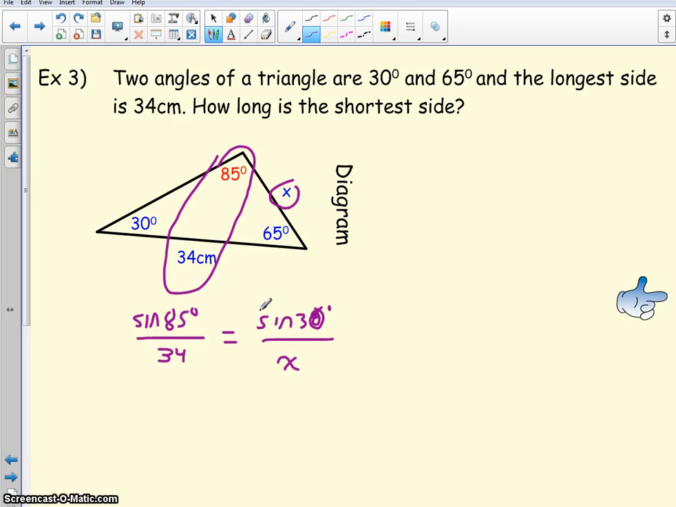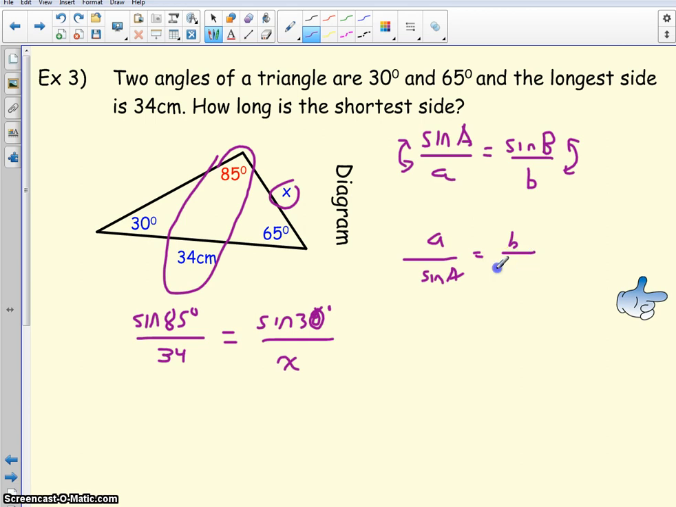I know the algebra works, but one thing to remember here is when we have our sine law, the sine law that says that sine a over a is equal to sine b over b, and so on and so forth. Well, I'm allowed to take the reciprocal of both sides because it's an equation, so as long as I do the same thing to both sides of the equation, that's okay. So I could also have a over sine a equaling b over sine b. And the benefit that you might see from using this form instead in this situation is that we wind up with, instead for an equation, 34 over sine 85, and then x over sine 30.